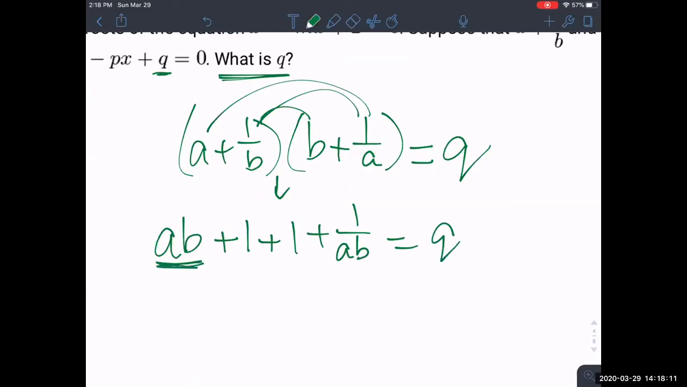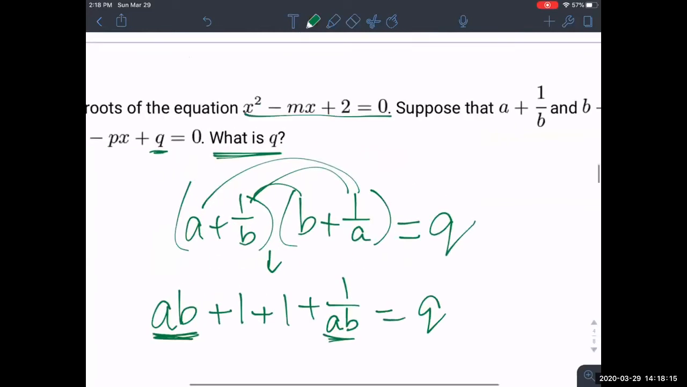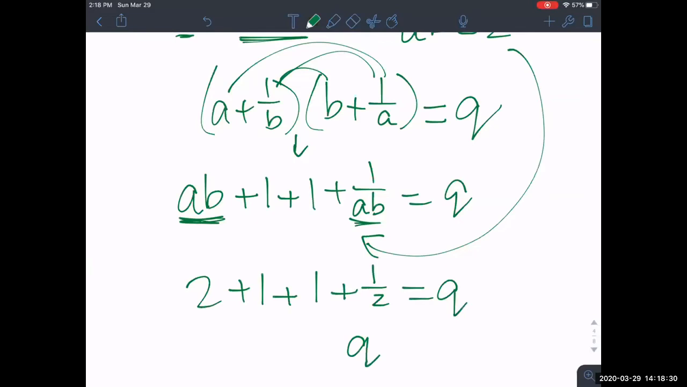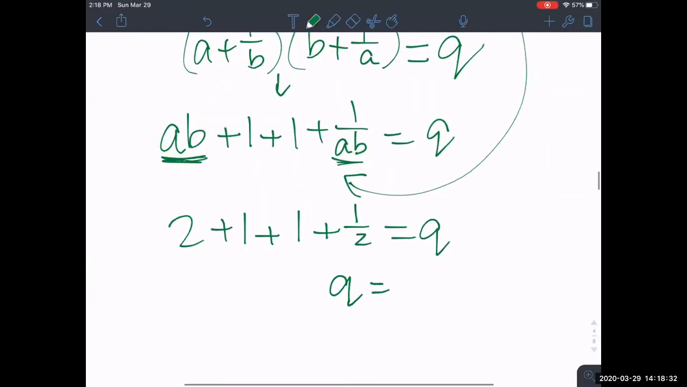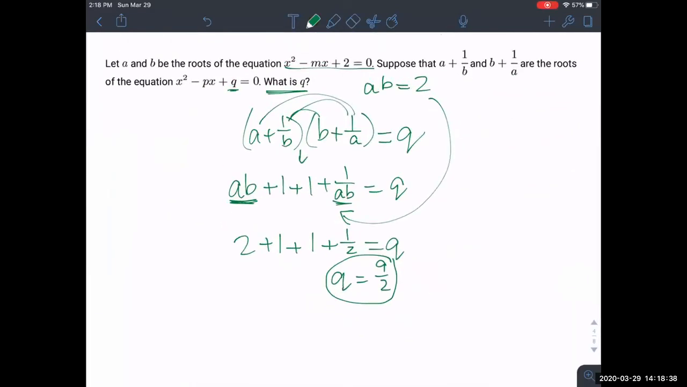Well, we have ab. How can we find ab? We can check this initial equation and we see that ab is equal to 2. So plugging that back in, we have 2 plus 1 plus 1 plus 1/2 is equal to q. So q would be equal to 9 over 2. Any questions about that?